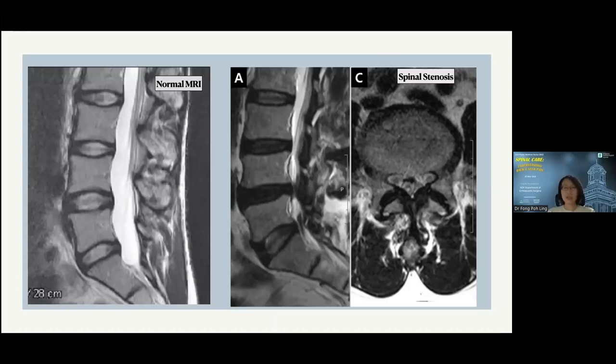It also shows that at the lower portions, the space for the nerve is very crowded, and this is what we call spinal stenosis.